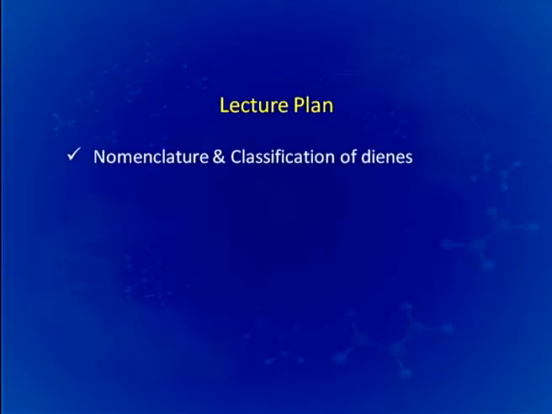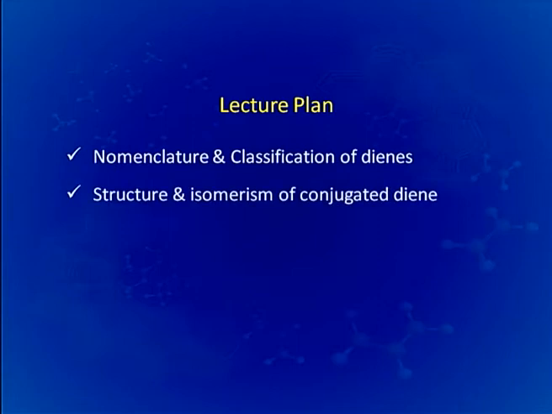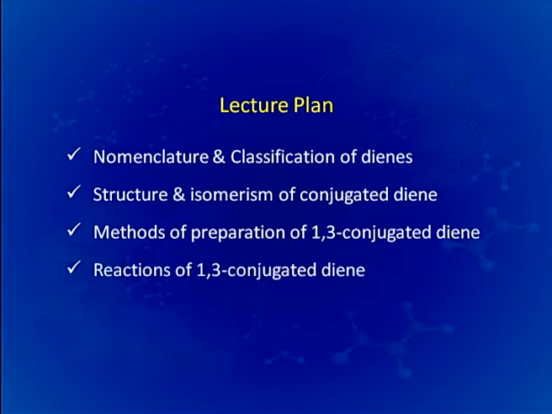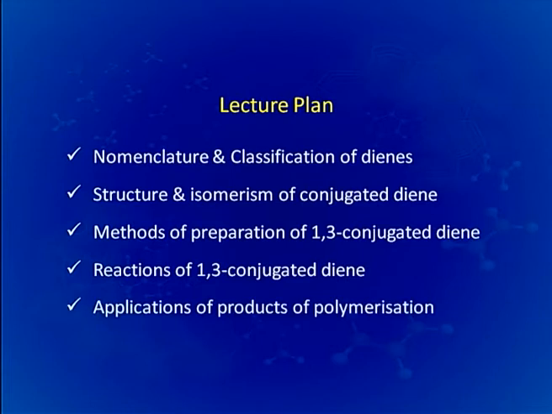In this lecture, we will be discussing their nomenclature and classification. Since conjugated diene is the most important class of diene, their structure and isomerism will be discussed in detail. Methods of preparation and reactions of 1,3 conjugated diene will also be covered. And finally, applications of products of polymerization of diene will also be discussed.